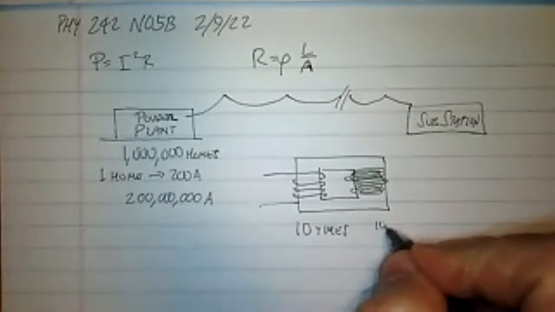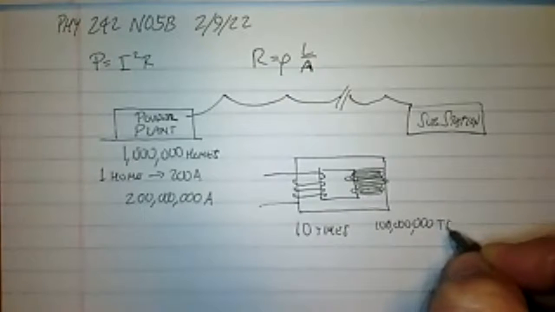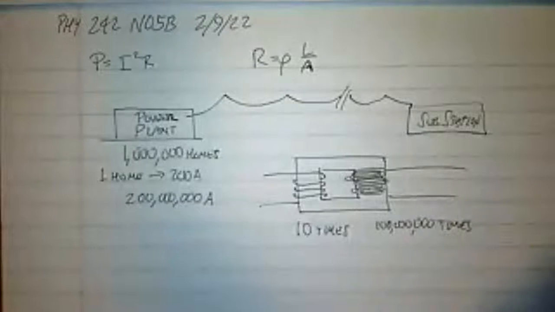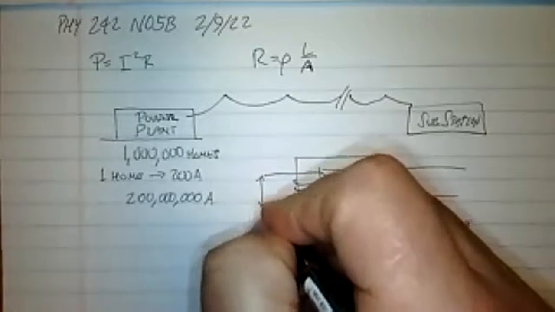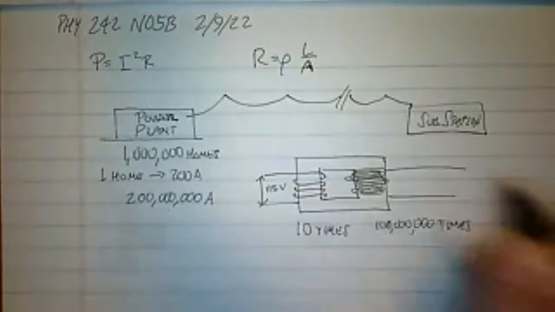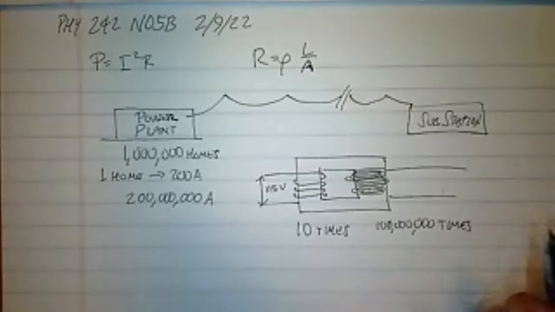And I'm going to do it 100 million times. This is called a step-up transformer. So the voltage that you're sending in some sense is about 115 volts. That's technically what we call the root mean square, the RMS voltage, okay?